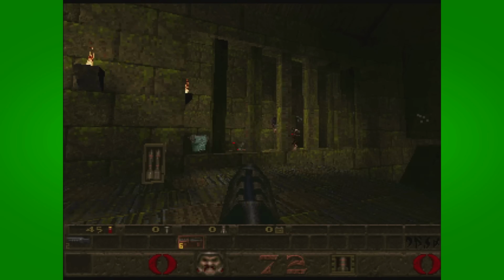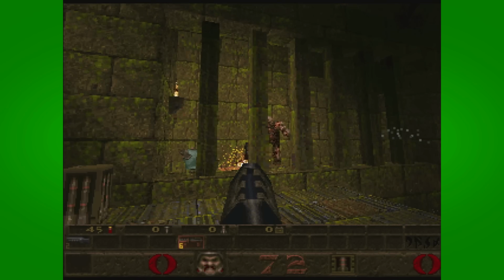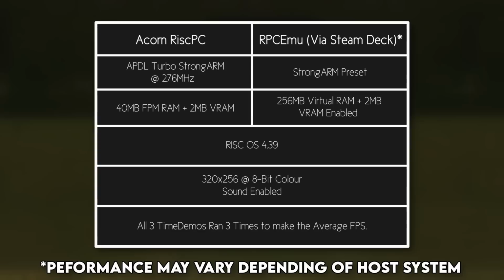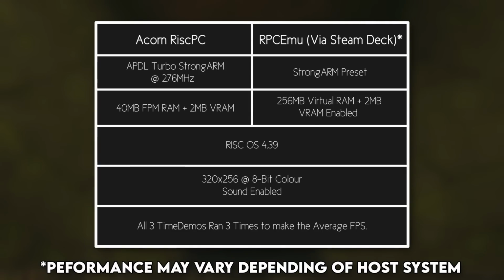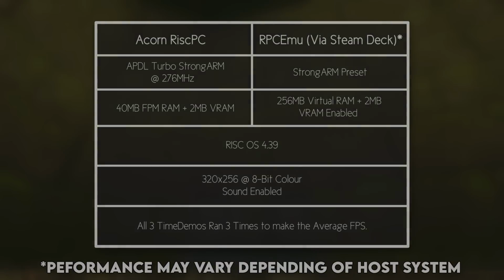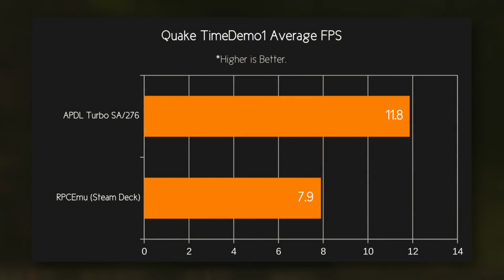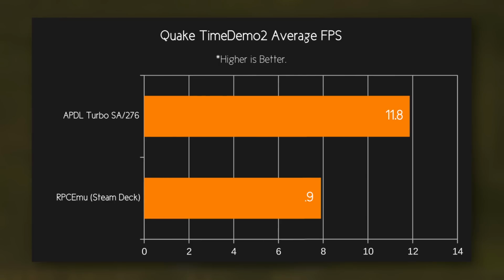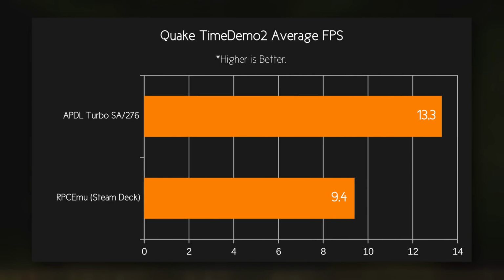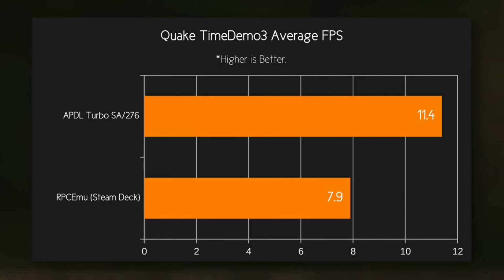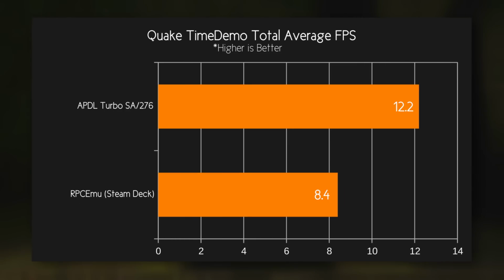It's all fine and dandy saying subjectively how good or bad something performs, but no doubt you want quantifiable numbers. For the testing methodology, I ran all three time demos 3 times to give an average FPS. Comparing RPC Emu under the Steam Deck with the APDL card, we see the Turbo Strong Arm gives 34% extra FPS. A similar story can be seen with time demo 2 and 3. When we combine all three time demos together, we get an average of 12.2 frames per second on the Turbo.